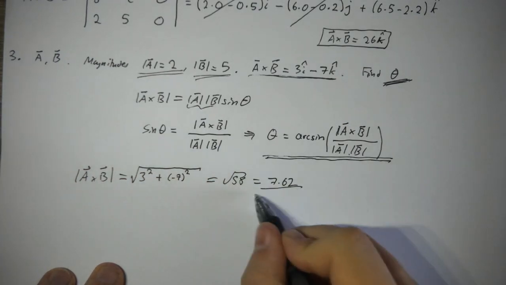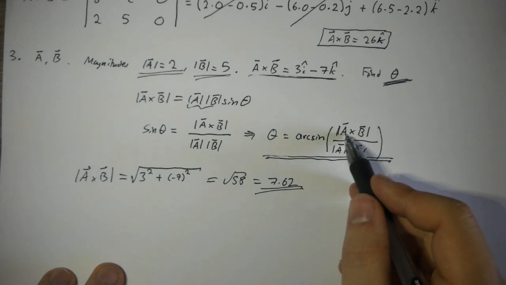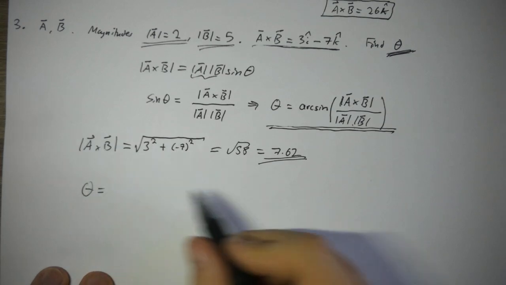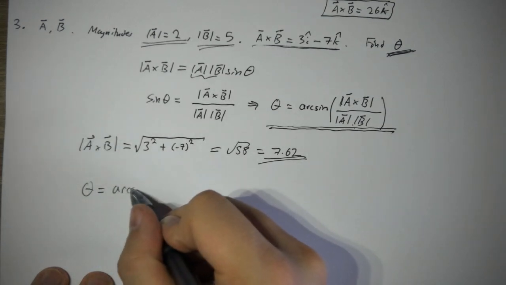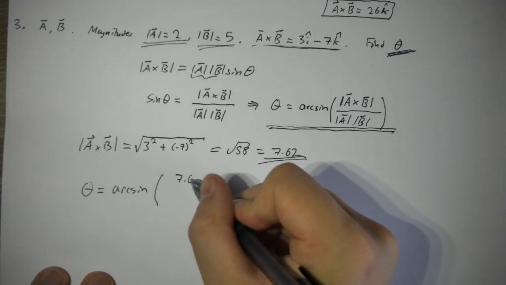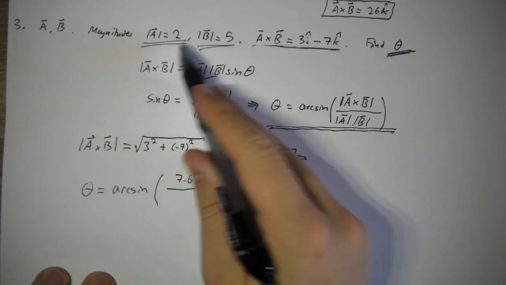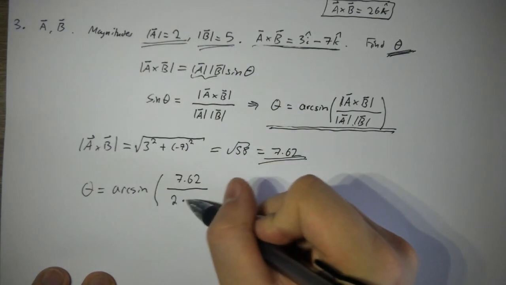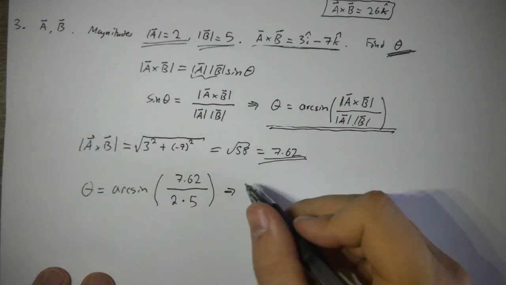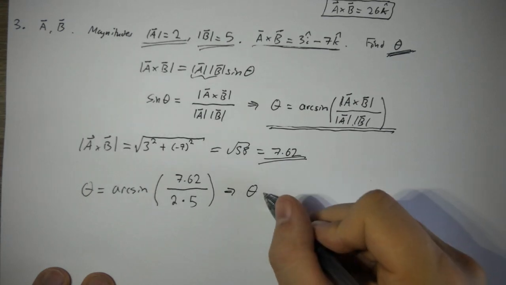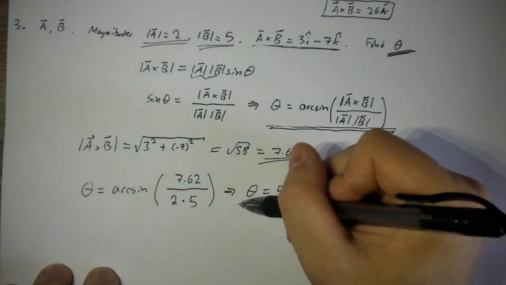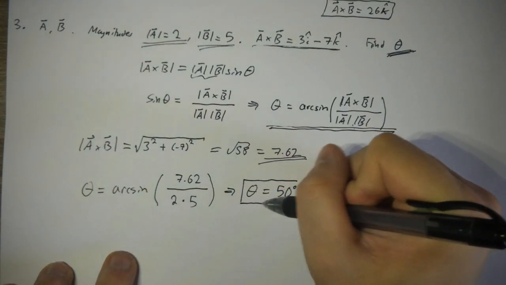Okay, now we have everything we need. We have this, we have this, we have this. So theta is equal to arcsine of 7.62 divided by 2 times 5, or 10. So theta, if you do this, it'll round to 50 degrees. And that is the angle between the two vectors.